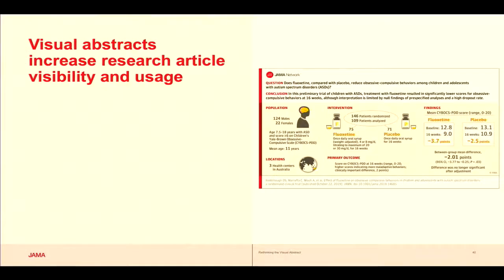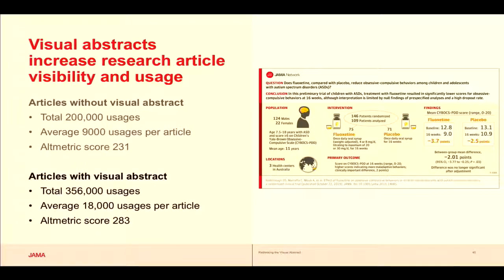And we've also tracked the data and clicks associated with visual abstracts. So we compared 21 clinical trials published with visual abstracts and 21 without in the same time frame of 2018. The average usage, which is defined as HTML clicks plus PDF downloads, was about twice for those with a visual abstract versus without, at 18,000 usages versus 9,000. And the altmetric score, which measures article views, media reports, and social media usage, improved from 231 for trials without a visual abstract to 283 with.